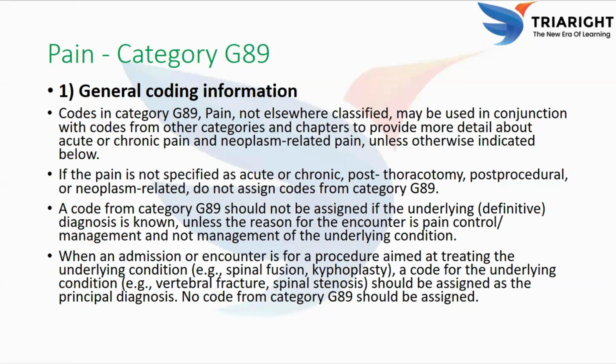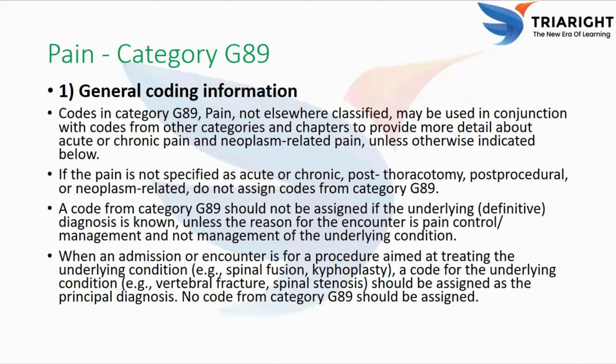This is rule 2. And coming to rule 3, you should not use G89 if the underlying cause is known, unless the purpose of the visit is pain management. You got it, right? If the doctor already knows the exact disease causing the pain, then you have to code the disease. So you have to not use the G89. So do not use G89 unless the patient is coming only for pain management.